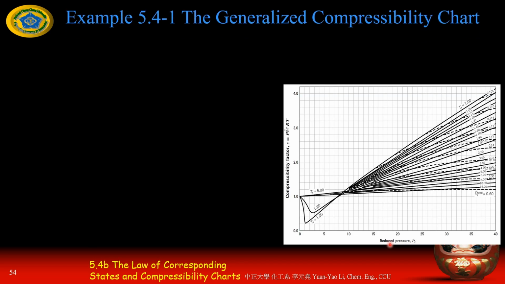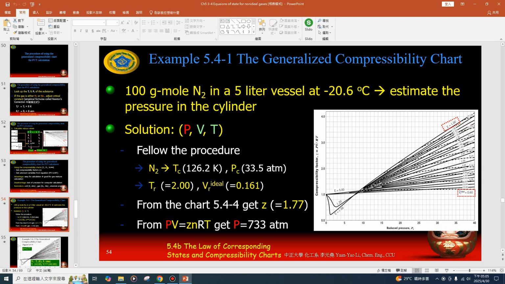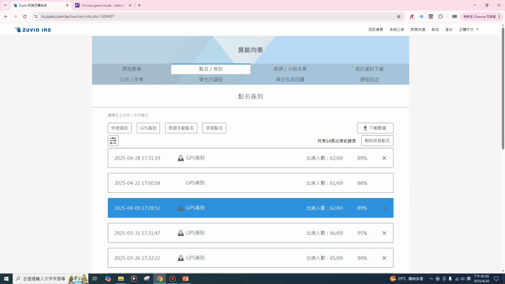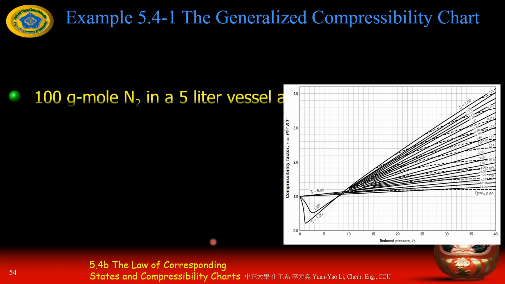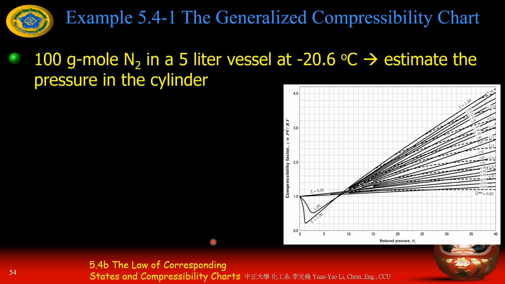Okay, so next is the example. I want you to work with me on this example so it's easier for you to understand. But before we go to this example, again, let's refresh ourselves. Example, exercise this. Okay, so the generalized compressibility chart. So let's go to the page. Okay, this is 100 gram moles of nitrogen in a 5-liter vessel at minus 20.6 Celsius. Estimate the pressure in the cylinder.